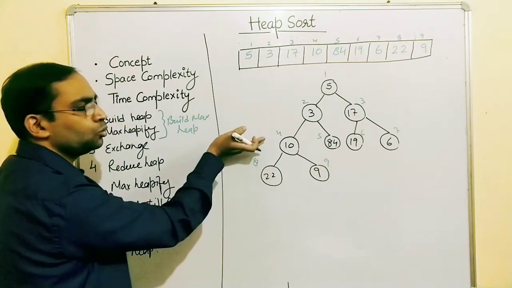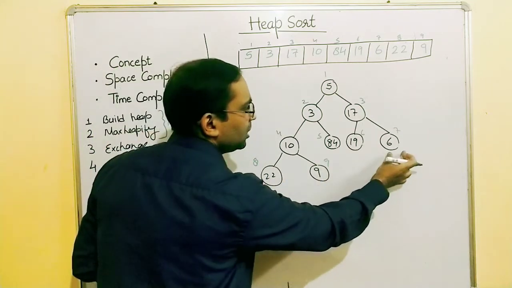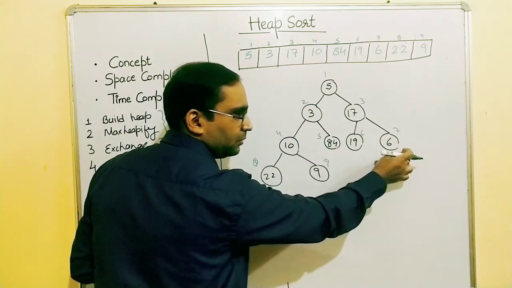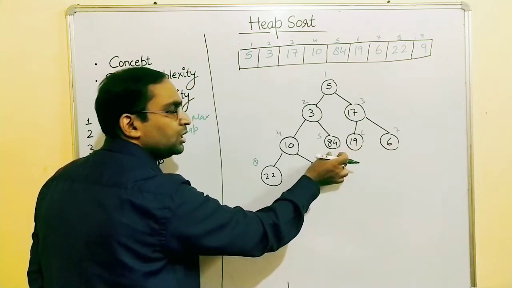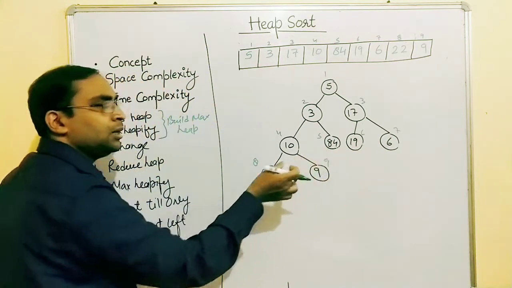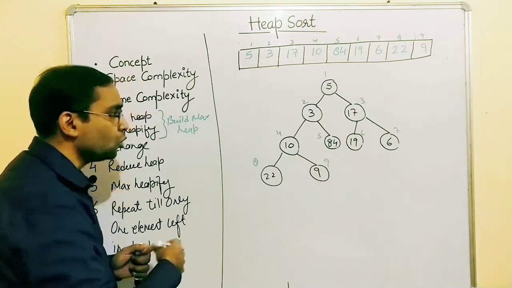Now we'll jump to the next level. This is 6, a single leaf. The property will not apply. 19 is a single leaf. 84 is also a leaf. So now our actual node is 10.